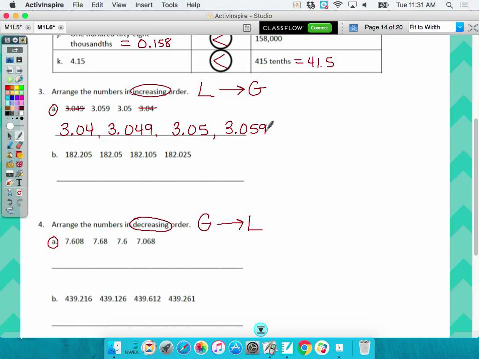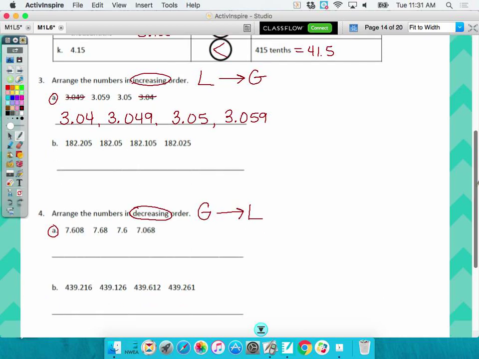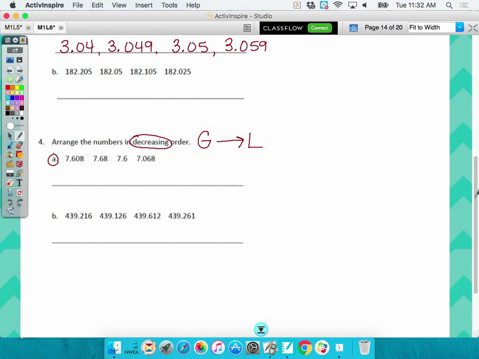And that's what I want you to do. If for some reason you don't get 100% on putting numbers in order, please use your place value chart, okay? Because my goal for you is to be successful. One more, boys and girls, and then you get to do your exit ticket, okay? All right.